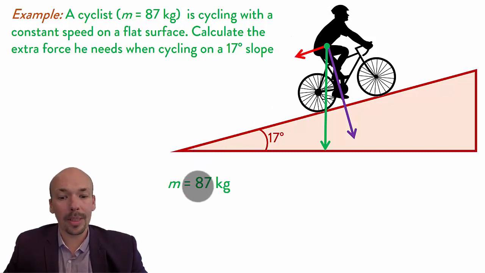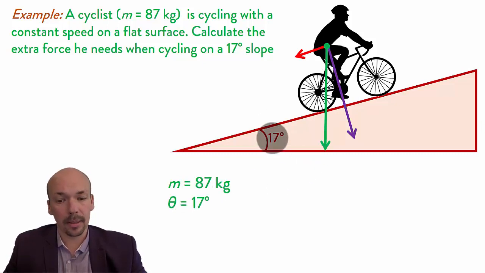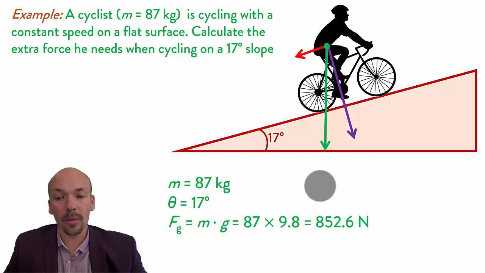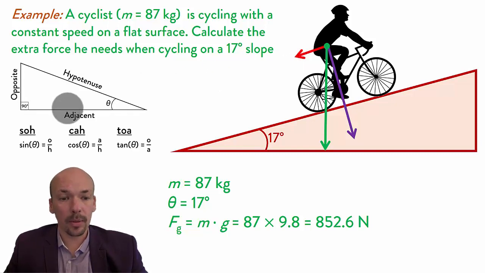So we already have the mass, which is 87 kilograms, and from that we can calculate the gravity. And we also have the angle, which is 17 degrees. So first we need to calculate the gravitational force with this equation, the mass multiplied by 9.8. So we know that the gravitational force is 852.6 newtons. Now we need to calculate this one, which is parallel to the slope. If you look at the triangle again, we already have the hypotenuse, and we now need to calculate the opposite. So we need this equation with the sinus.